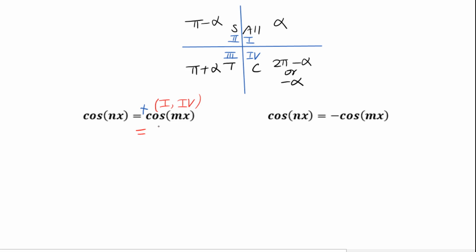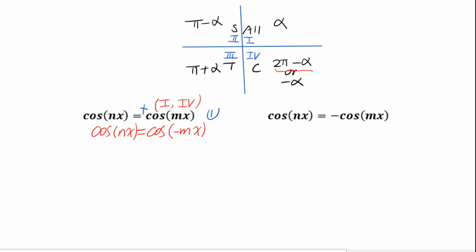For the fourth quadrant, you have two choices. You can use this 2 pi minus alpha or negative alpha. It's really up to you. Let's use cosine negative mx to stand for the fourth quadrant. So you have cosine nx equals cosine mx or cosine nx equals cosine negative mx.